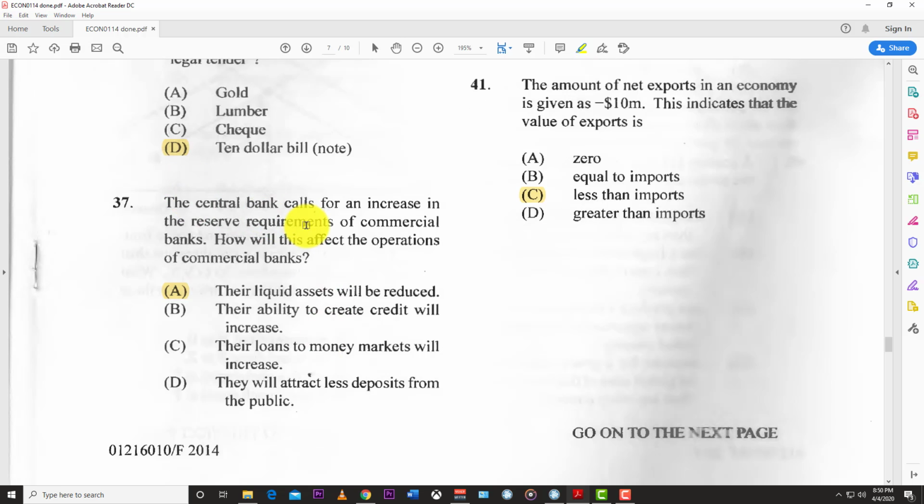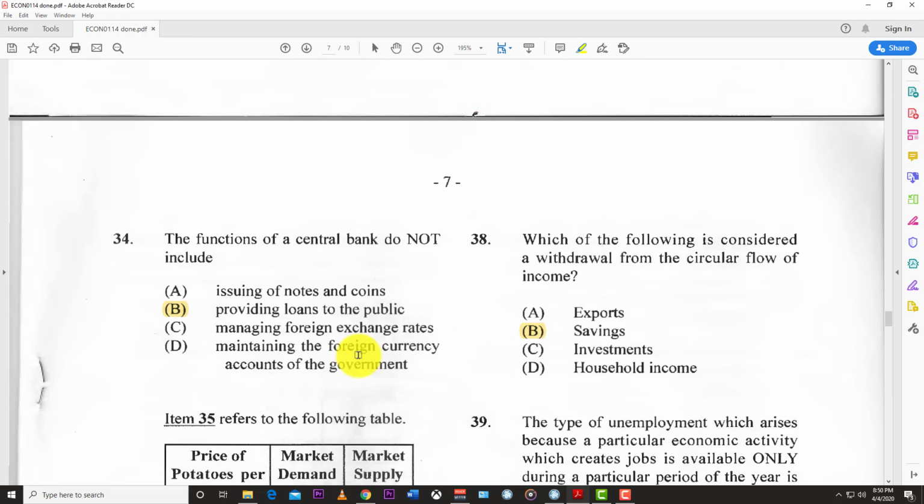37. The central bank calls for an increase in the reserve requirements of commercial banks. How will it affect their operations? Their liquid assets will be reduced. They don't have as much money at their disposal.